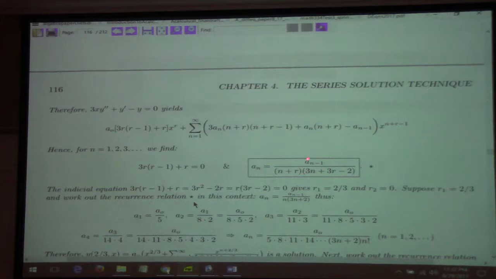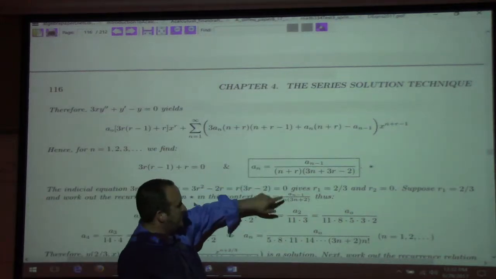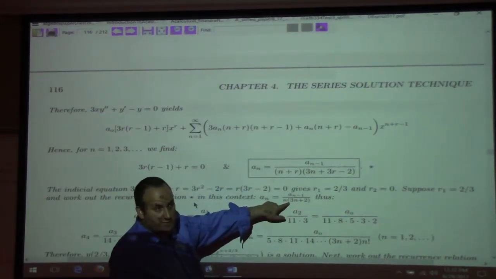Anyway, so if we plug in 2/3 into here, what do we get? We get 2 minus 2, that's 0. This becomes 3n, right? And how about this? So I get 3n, this becomes n plus 2/3, which when we multiply the 3 through, becomes 3n plus 2. So do you guys see that? This formula specializes to this when we put r equals 2/3.